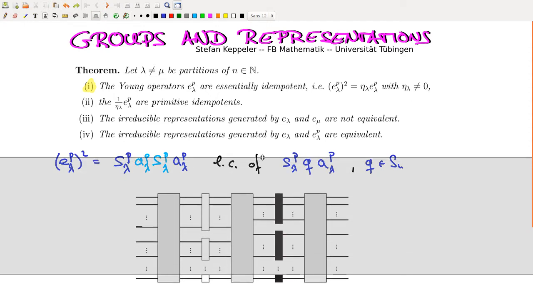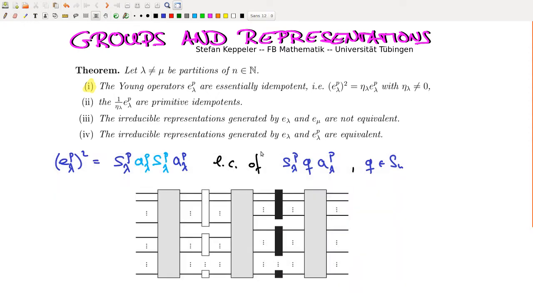They look very similar to what the E lambda looks like. So this was our E lambda or E lambda p, the structure of the Young operator, the symmetrizers on the left and the anti-symmetrizers on the right. And now what we do with this Q here is we introduce some additional permutation in the middle. So we cross some lines here in the middle in general.